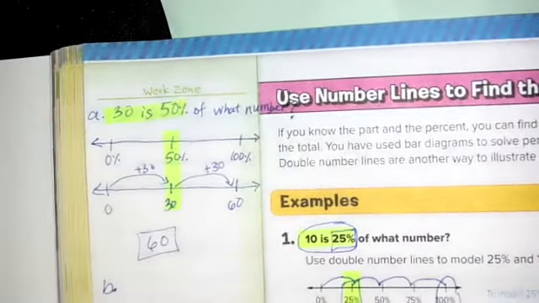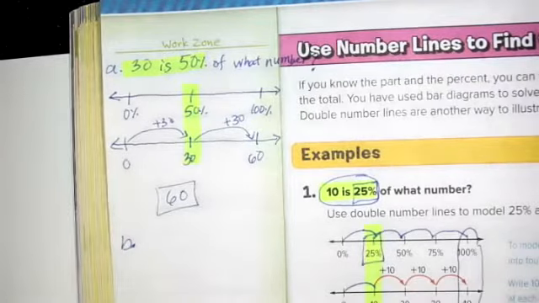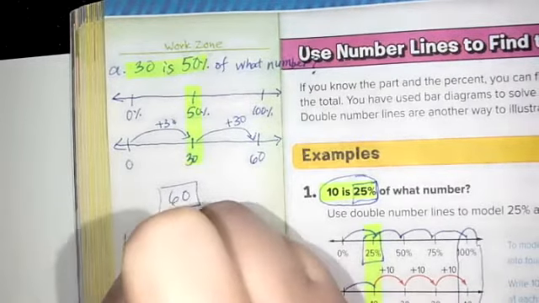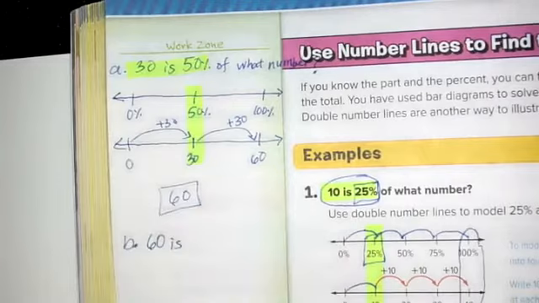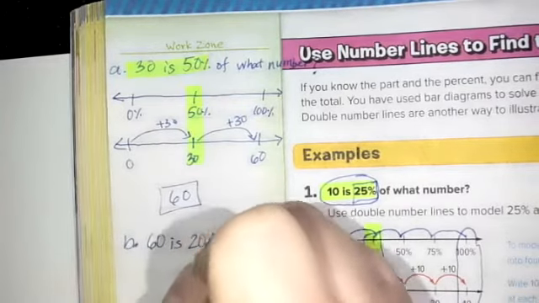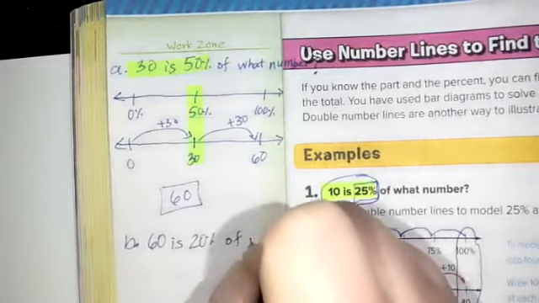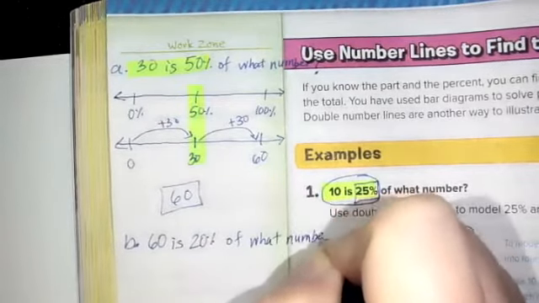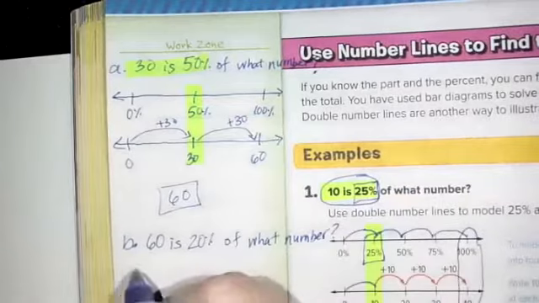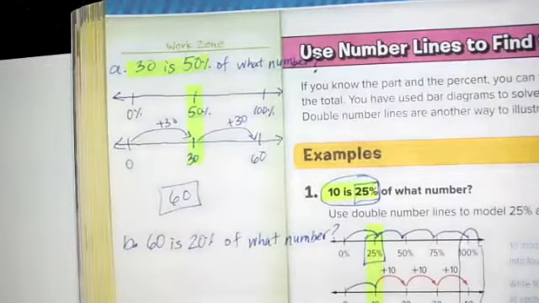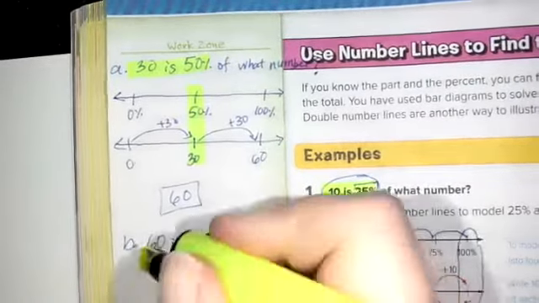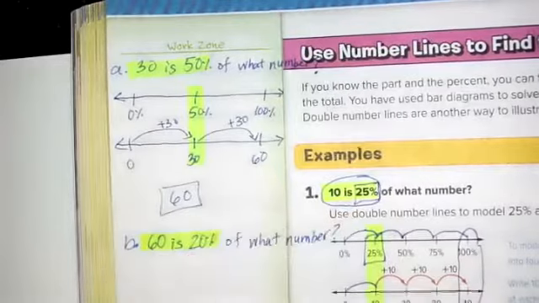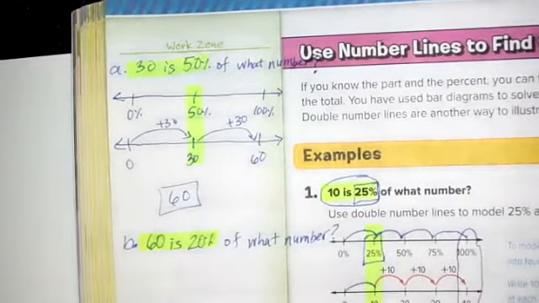Okay, letter B has this question. Letter B asks us this. 60 is 20% of what number? Okay, so we'll start with our double, and then we recognize that the 60 is 20%. Okay, so those are the two things that need to line up on our number lines.